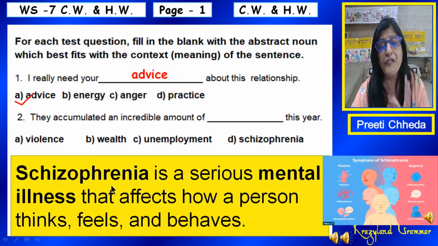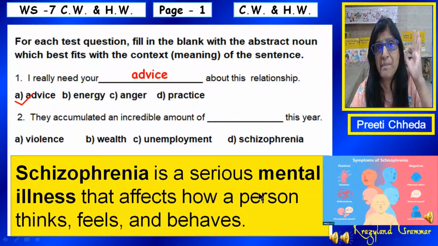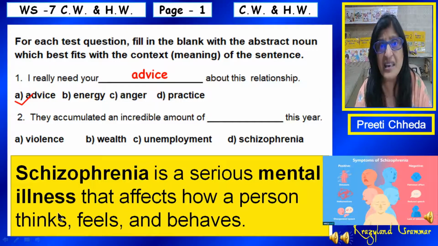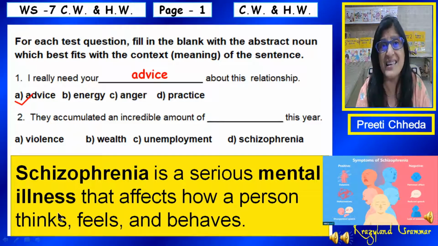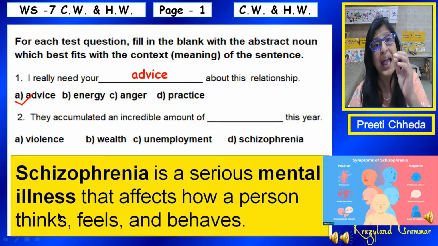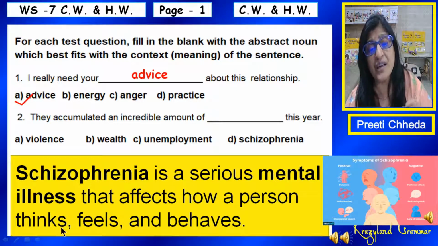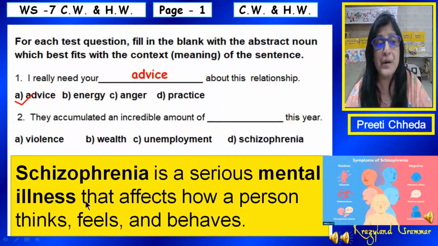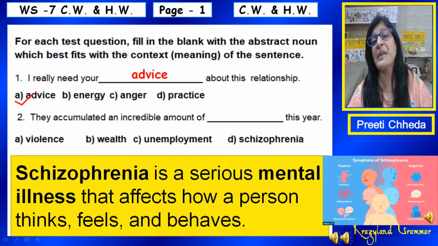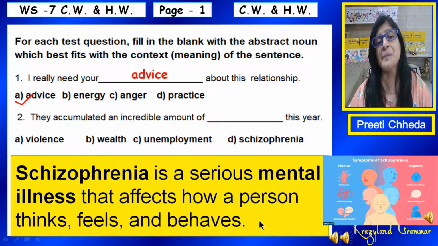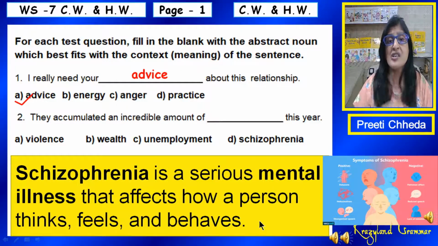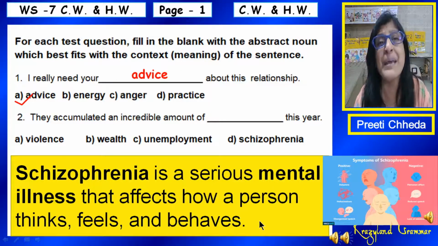Now schizophrenia is a serious mental illness. वो दिमागी बीमारी है. जैसे we have a physical illness, schizophrenia is a mental illness. वो दिमाग की बीमारी है. And when you have schizophrenia, it really affects how a person thinks, feels and behaves. So आपकी thinking पे, आपकी feelings पे और आपके behavior पे schizophrenia has got a great impact.